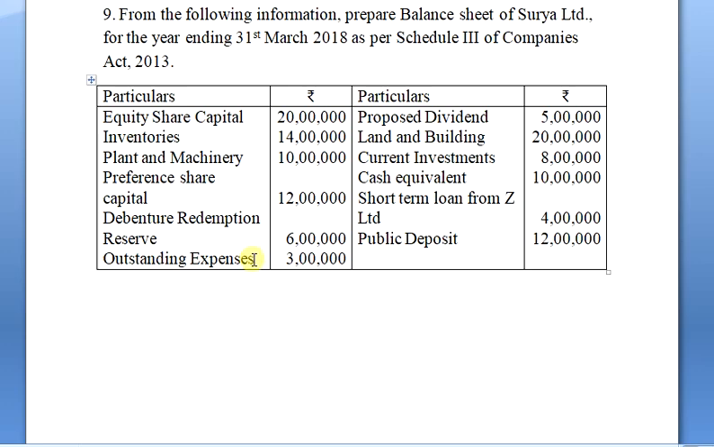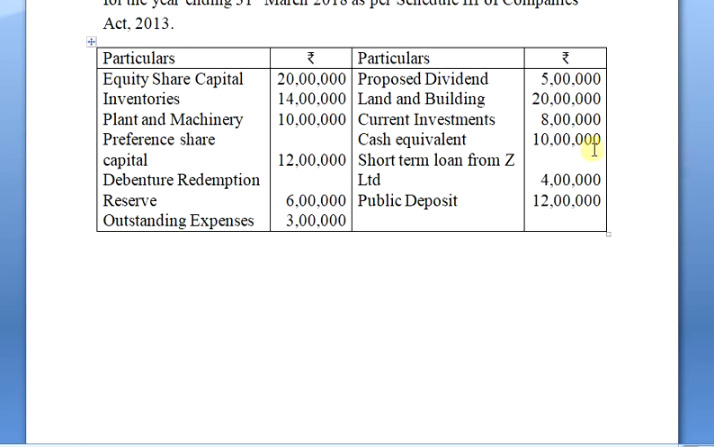Outstanding expenses will be coming under where? Under the head of the other liabilities, that is current liabilities also we can call it. So proposed dividend, also it may be treated as provision for taxation, so it will be coming under the short-term provisions. Again, land and building is an asset, a tangible asset. Current investment is a head coming under the current assets, cash equivalent will be coming under the current asset. Short-term loan from Z Limited is short-term borrowings, public deposit also short-term borrowings.